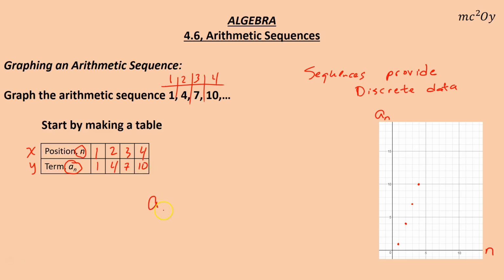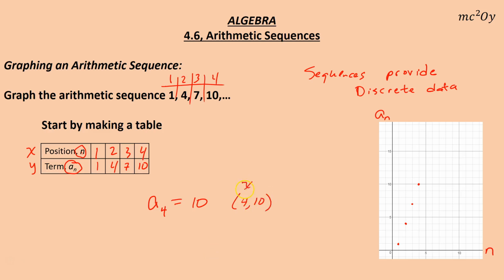So when I say the fourth term, that means A sub 4. I just put whatever I'm saying, the fourth term, the fourth position. N is 4, so I put 4 here and here. So A sub 4 is 10. The fourth term is 10. Okay? And that actually gives me an ordered pair. That ordered pair is 4, 10.